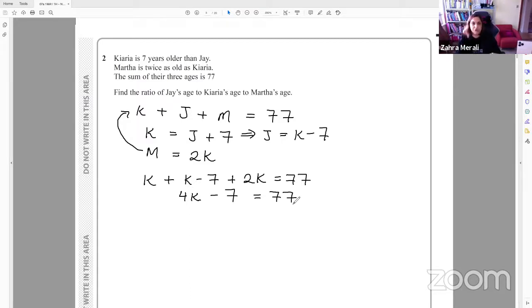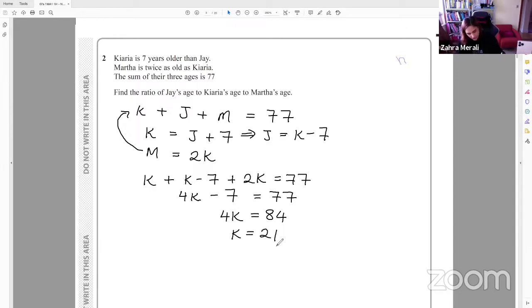Now remember, if we want to find out the unknown, we cover up the thing that we want. So the thing that has the unknown in it. So we're going to cover up the 4K. So something minus 7 equals 77. That something has to be 84. So K must be 21.